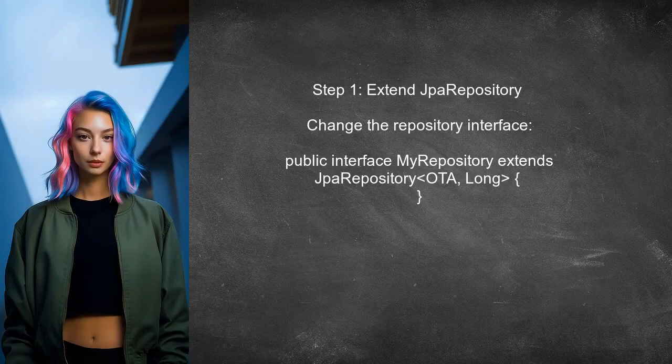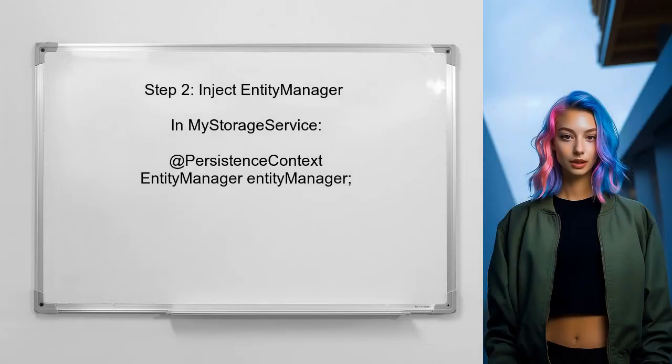To get the EntityManager from a CRUD repository, the user should first ensure that their repository interface extends the JPA repository instead of CRUD repository. This will provide access to the EntityManager. Next, the user should inject the EntityManager into their service class using the @PersistenceContext annotation. This will allow them to use the EntityManager for batch operations.